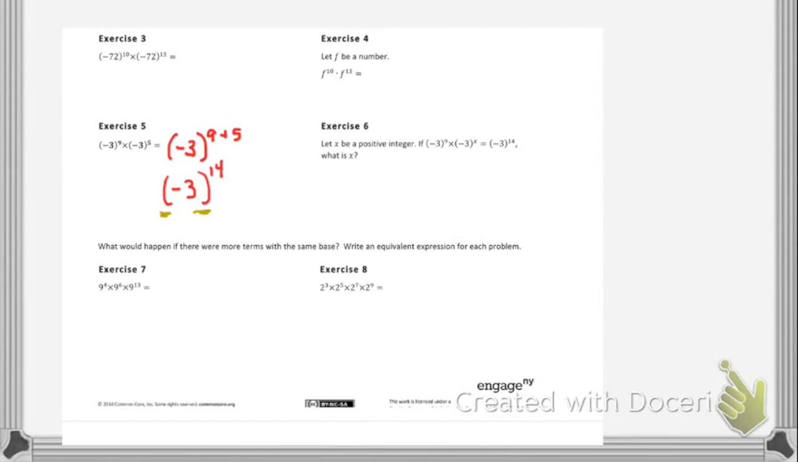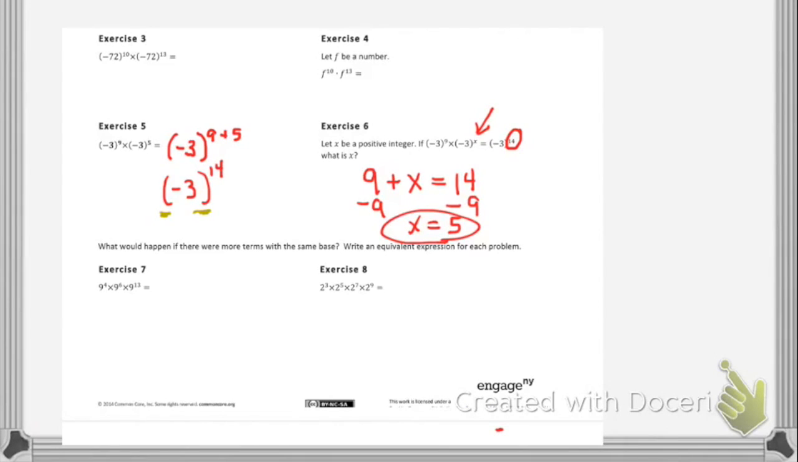Then the next one, let x be a positive integer. If negative 3 to the 9th times negative 3 to the x is equal to negative 3 to the 14th, then what is x? So we're looking for the value of x if their sum of exponents is 14. So you're thinking through, okay, 9 plus x has to be equal to 14. And you know how to solve this equation. You just subtract 9 from both sides. And so x is equal to 5.